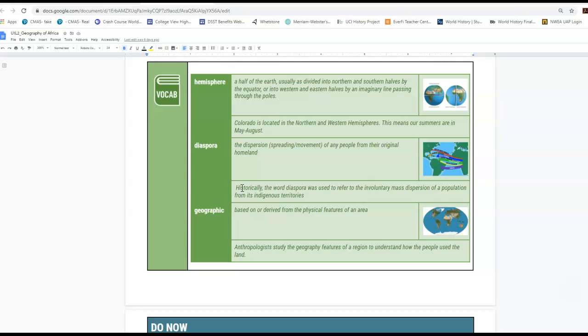Anthropologists study the geographic features of a region to understand how the people used the land.